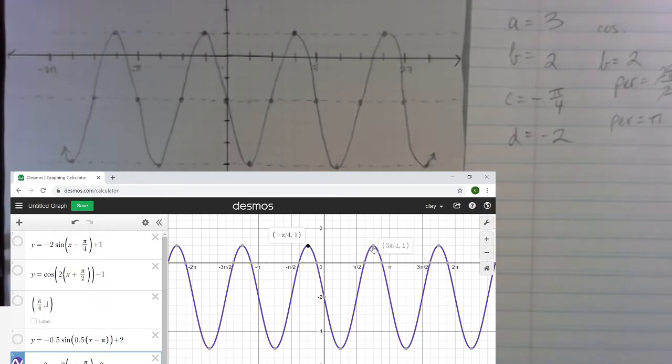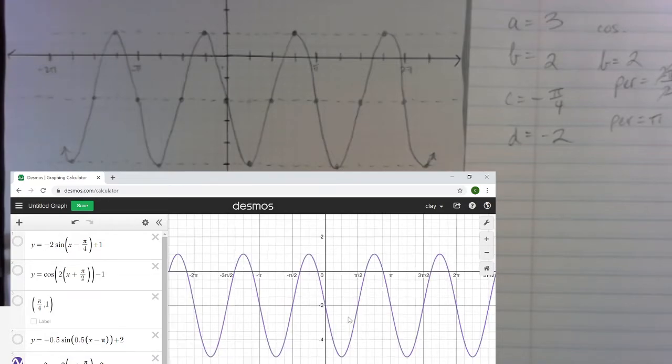My next maximum is at 3 pi by 4, 1. My minimum is at pi by 4, negative 5. And there's my nodal point at 0, negative 2. And that's kind of my 5-number summary right there. Kind of done for me. Thanks, Desmos. Aren't you swell?